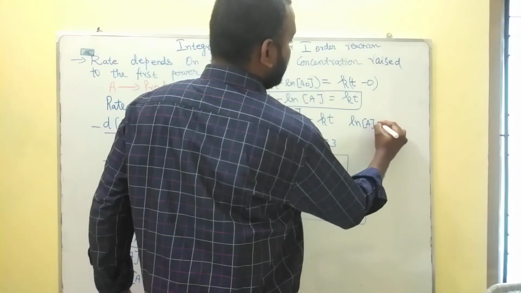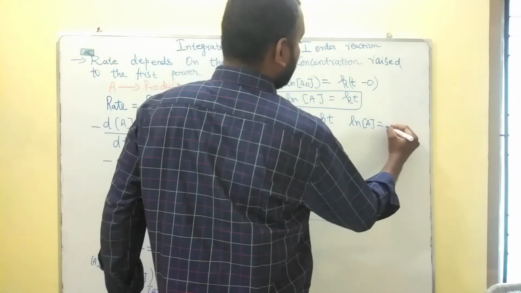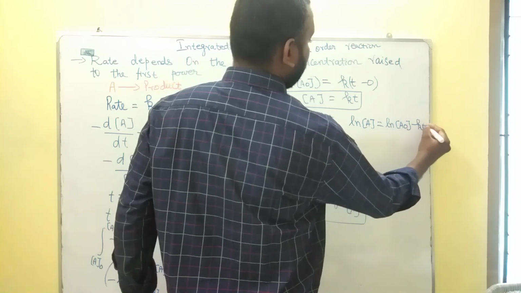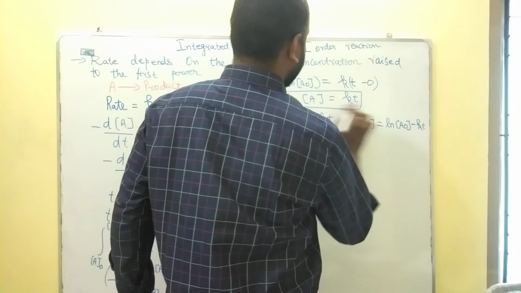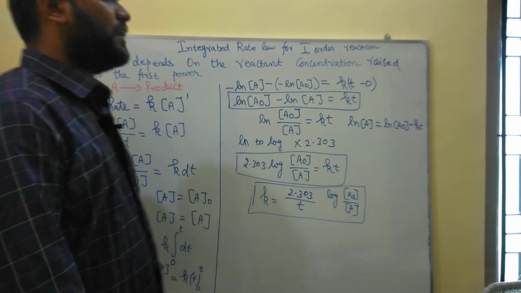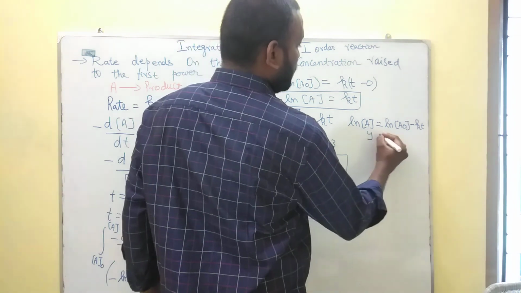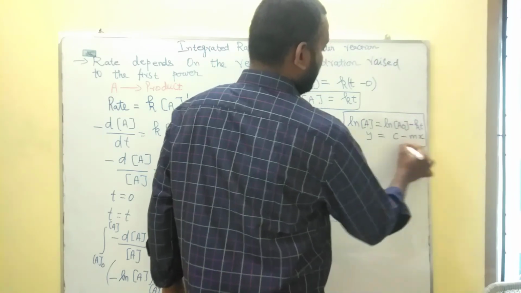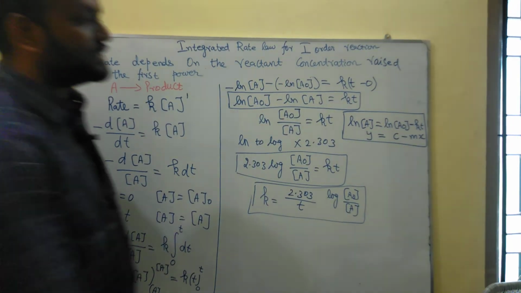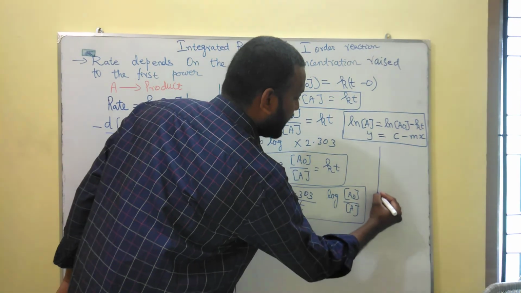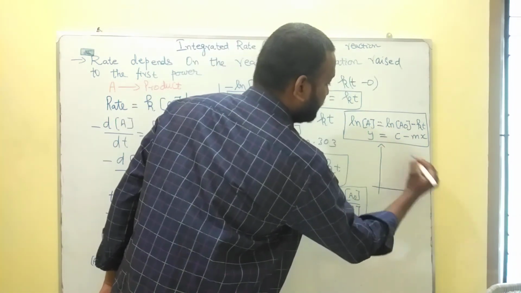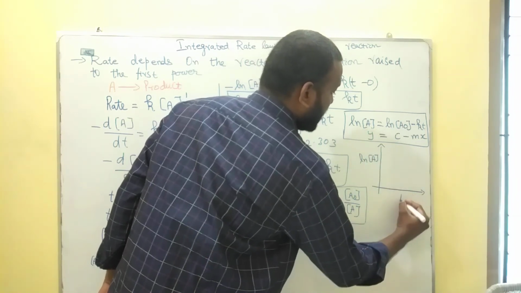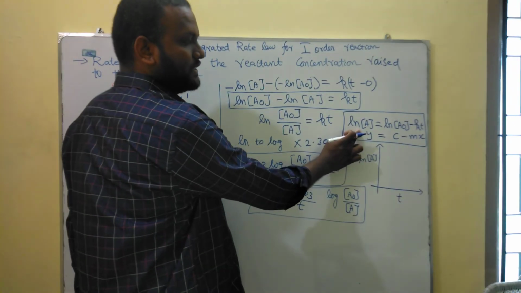ln A is equal to ln A0 minus kt. So this is ln A0, and kt comes here. This is in the form of y is equal to c minus mx. It is a straight line expression. Here the y-axis is ln A. The graph for the first order equation is drawn between ln A versus time. ln A is the y-axis and t is time.